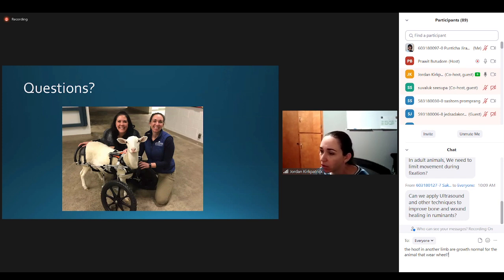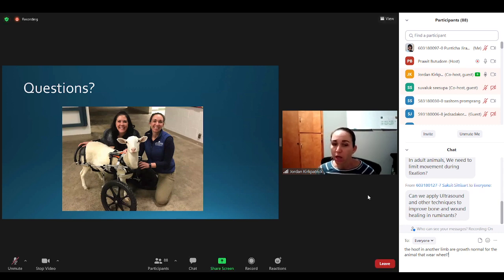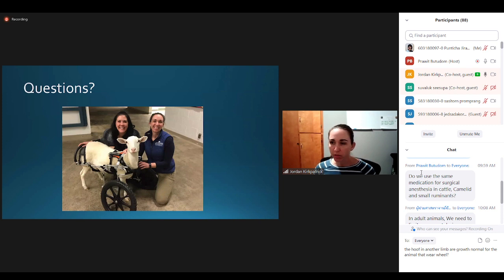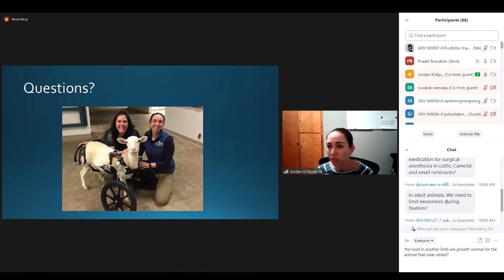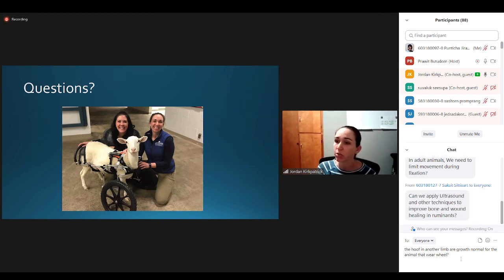Can we apply ultrasound and other techniques to improve bone and wound healing in ruminants? Ultrasound won't necessarily improve bone healing per se, but there are techniques that can help, especially with wounds. There's not a ton of studies on the ruminant species, and they're still working on even getting it in the equine species, but laser therapy has been used. Again, that K laser that helped Blue with her pain management can also be used to help with wound healing. Again, here's some of the things we have to be careful with for legal reasons. Now, ultrasound and laser therapy isn't going to be anything systemic, so there's no laws against that.